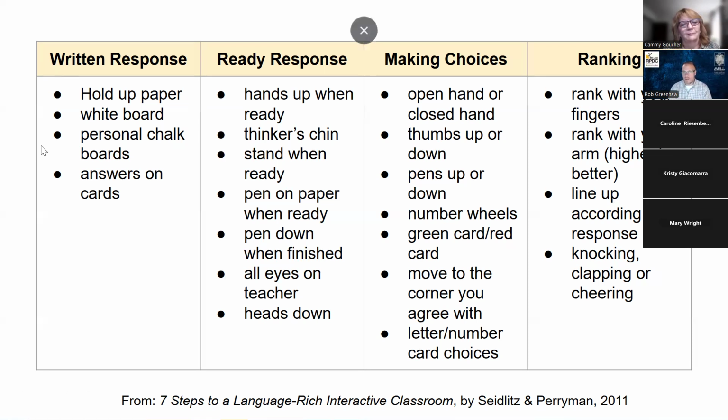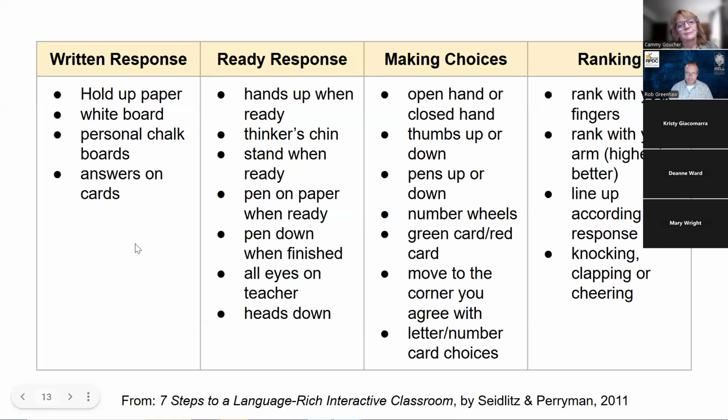Other ways of doing this: a written response would be like a whiteboard slate where you're jotting down your answer and then maybe flashing it to the teacher or to a partner to share it. Making choices could be different colored index cards, and there are different choices on the board or on a slide deck that kids are choosing from, sort of like multiple choice. Ranking, we talked about fist to five. So you might give a statement and have kids respond: five, I totally agree with that statement; three, I partially agree; zero, I definitely do not agree with that statement. So those are different types of total participation responses.